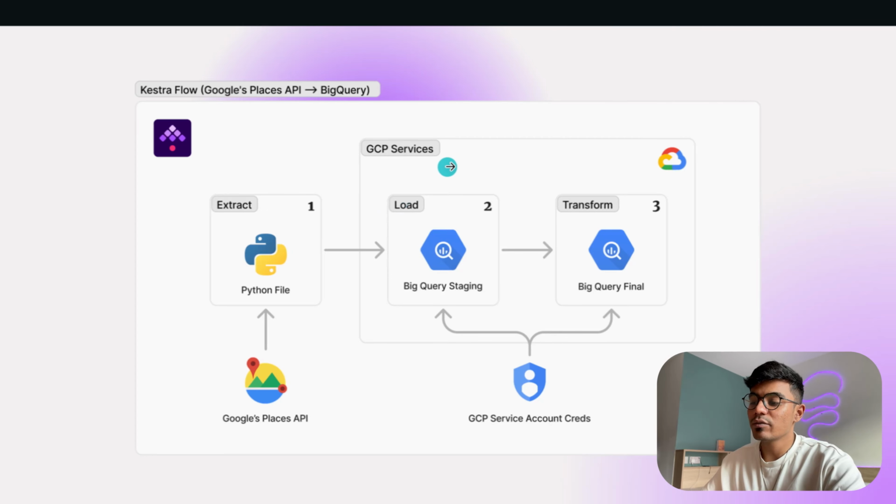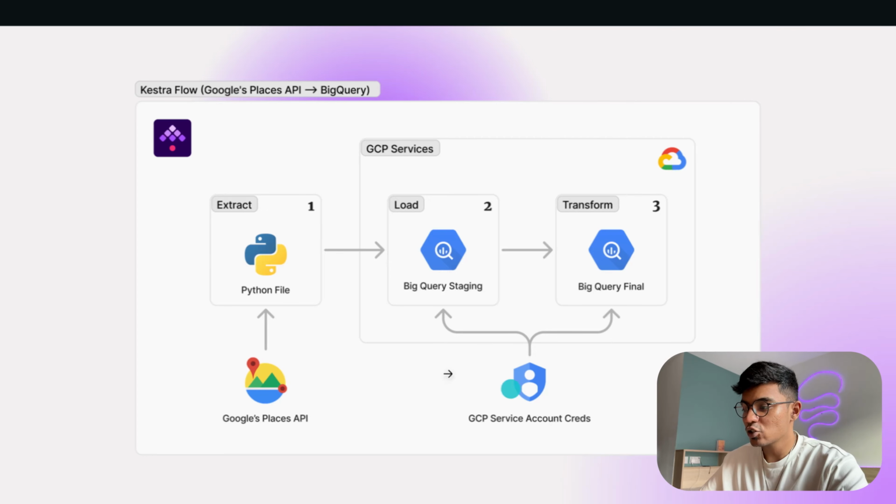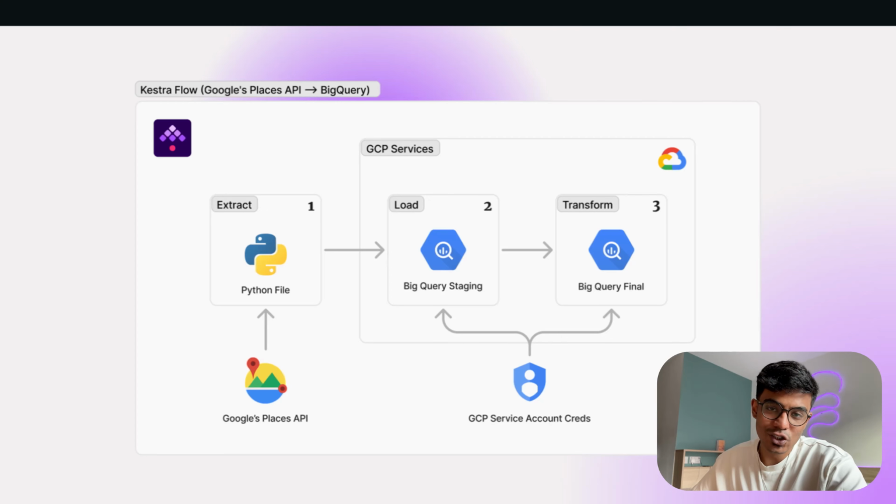And then we will run some transformation logic and create two or more columns, which will be very useful for the analysis. And for task 2 and task 3, we will need GCP service account credentials, which are also loaded into Kestra's KV store. Without further ado, let's get into the project.